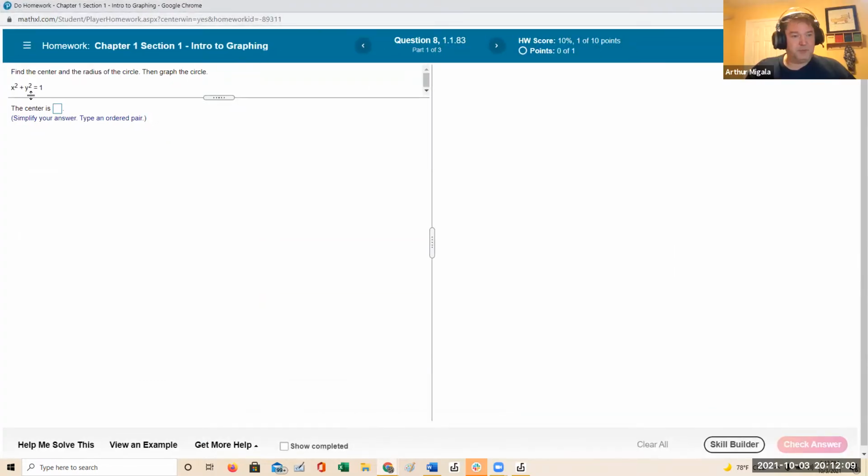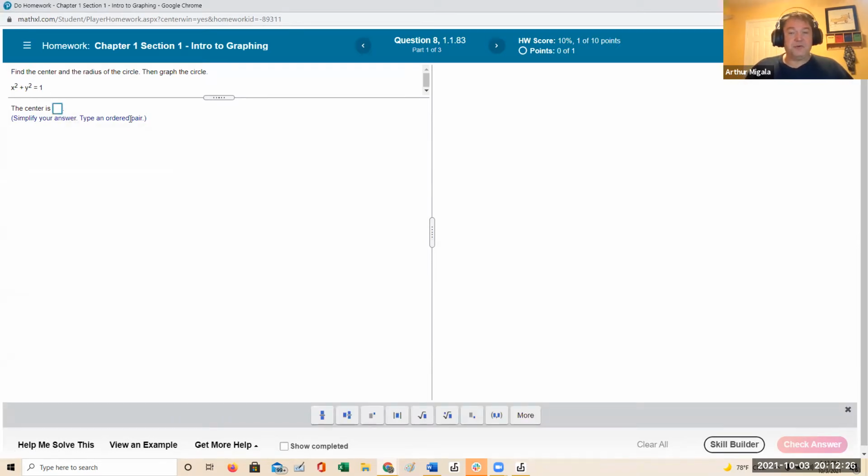Is it x squared plus y squared equals 1? Or what do you have? Mine is x squared plus y squared equals 49. Okay, let's do yours. The center is going to be the same for both of ours. Okay, x squared plus y squared.